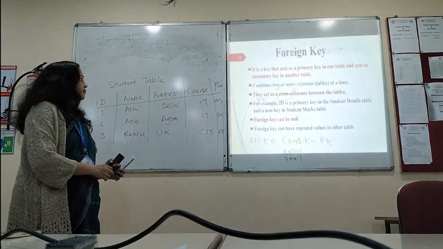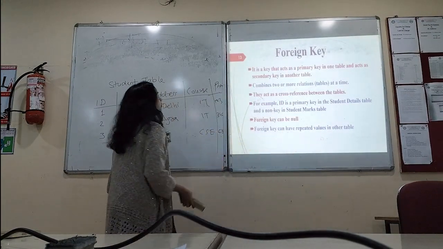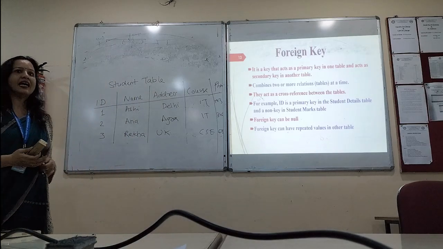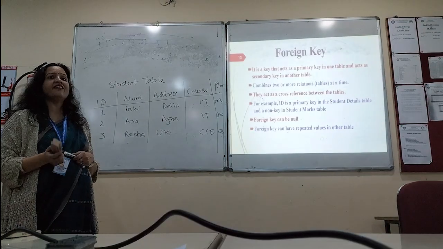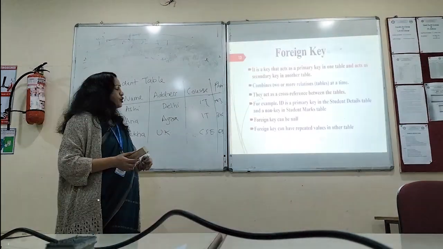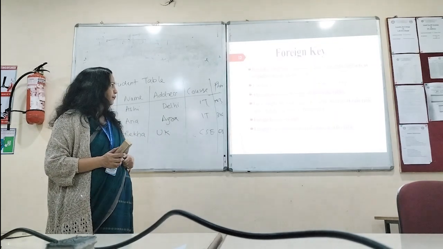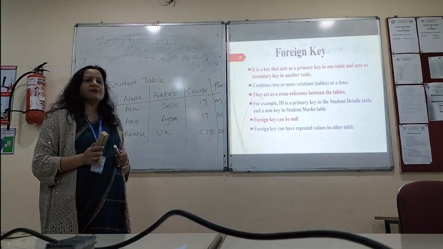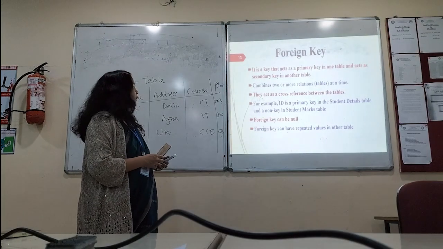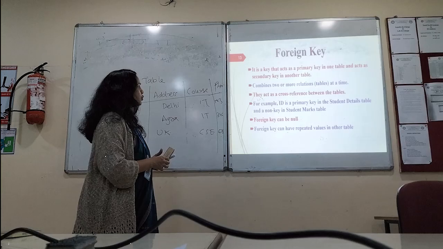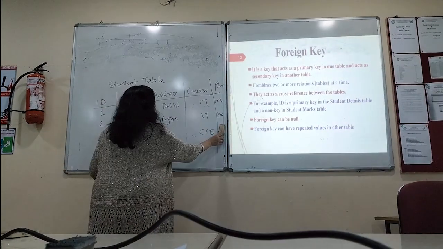Next is foreign key. This is again a very important key regarding DBMS. A foreign key is a key that acts as a primary key in one table and as a normal key or a secondary key in the other table, right? The basic purpose of this key is to combine two or more relations at a time. It acts as a cross-reference between tables, right? For example, ID is a primary key in the student details table and a non-key in the student marks table. I will show this to you.